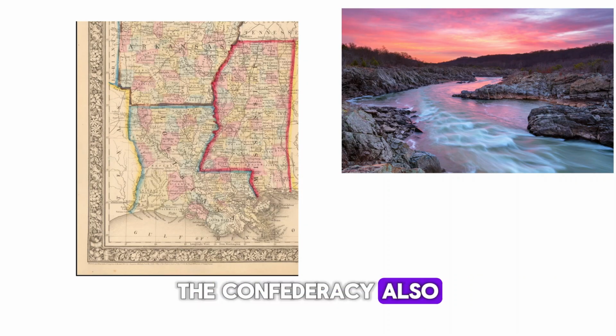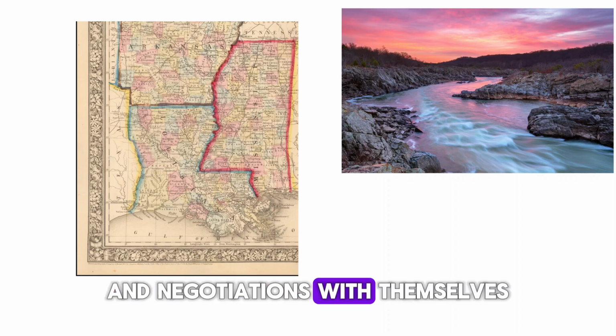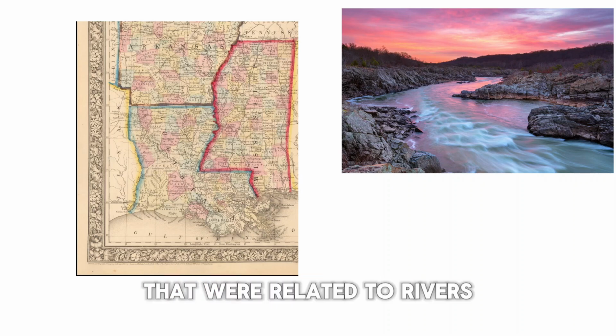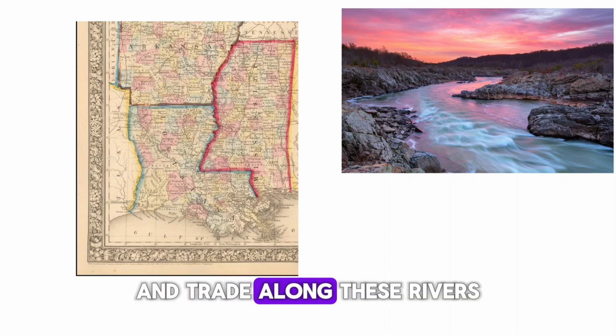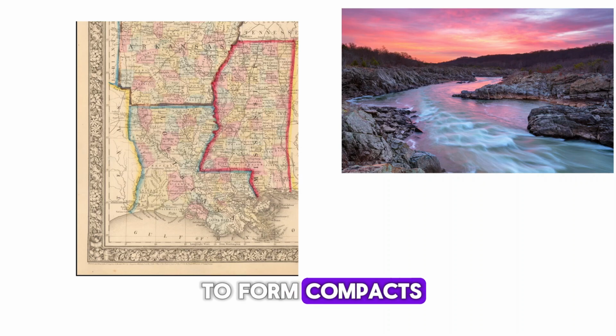The Confederacy also allowed certain states to enter into treaties and negotiations with themselves when it came towards issues related to rivers and trade along these rivers. They allowed states to do so, but in other cases, they didn't allow states to form compacts and treaties with themselves.